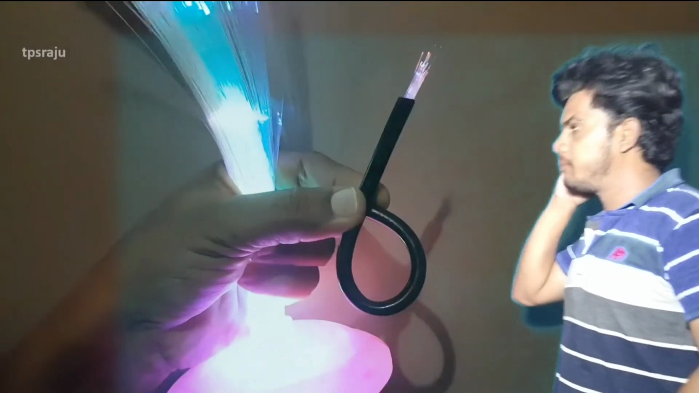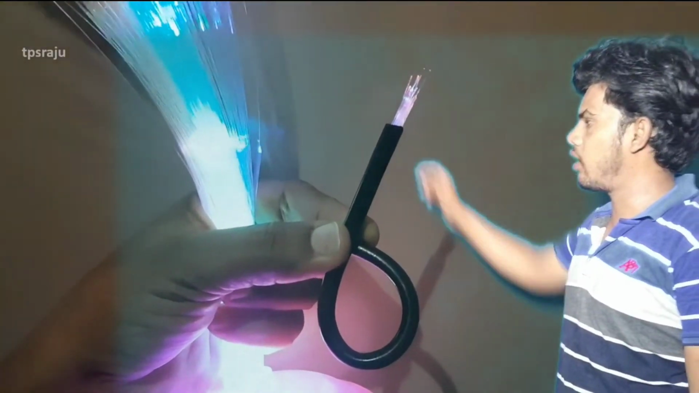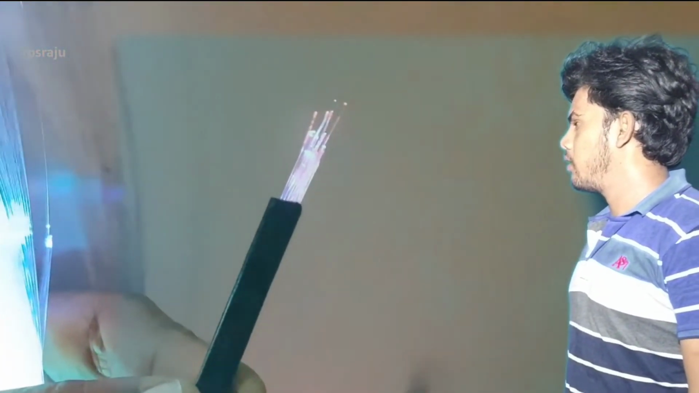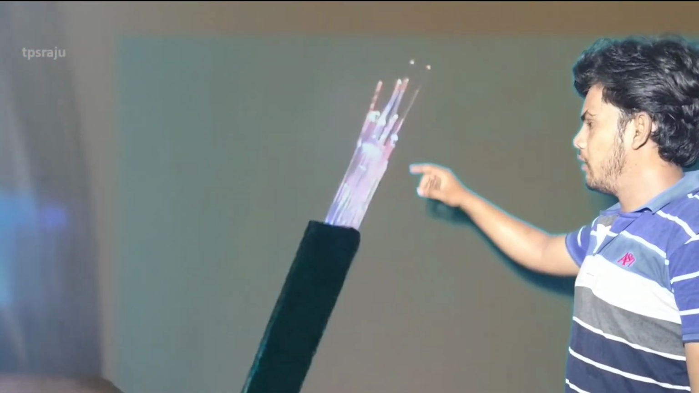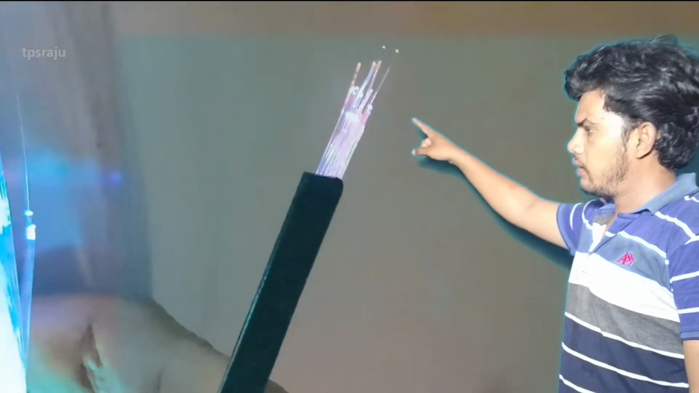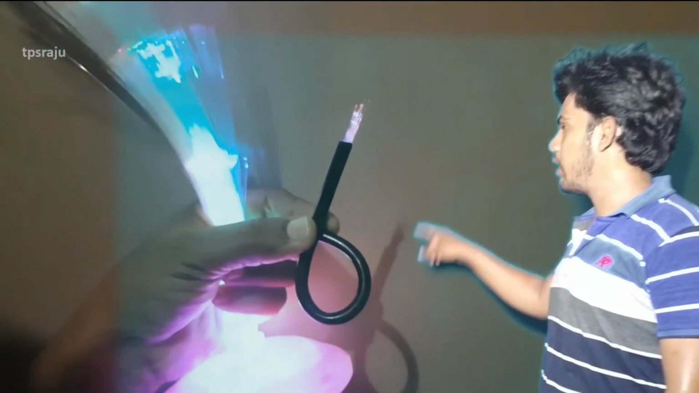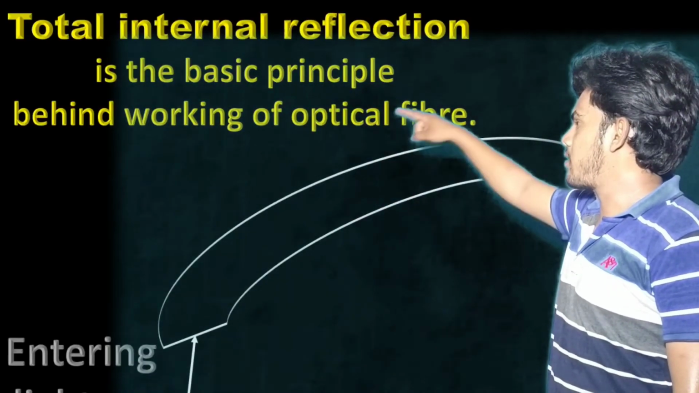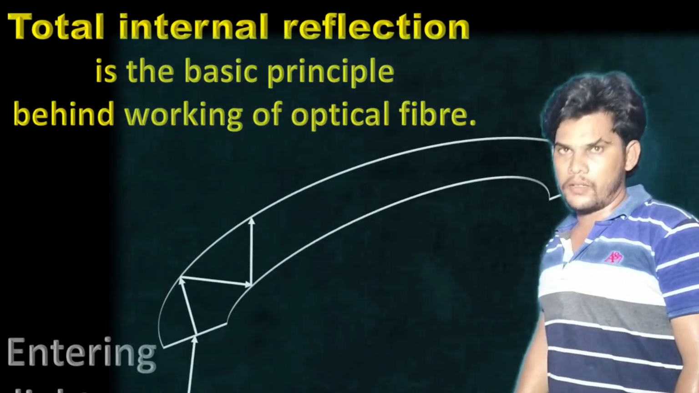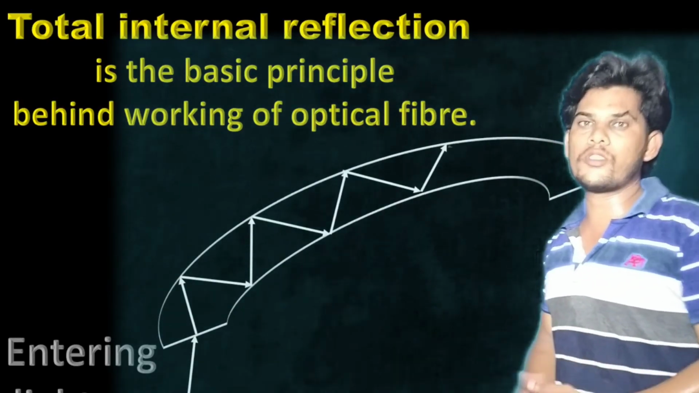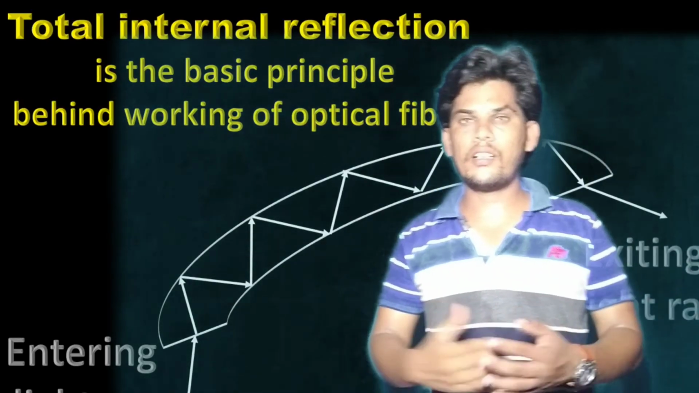For example, look here. These are the strands of the optical fibers. They pass light even when folded. How do they pass light? Actually, light travels in a straight manner, and because of total internal reflection there are a number of reflections that take place in the optical fiber. That is about the applications of total internal reflection.